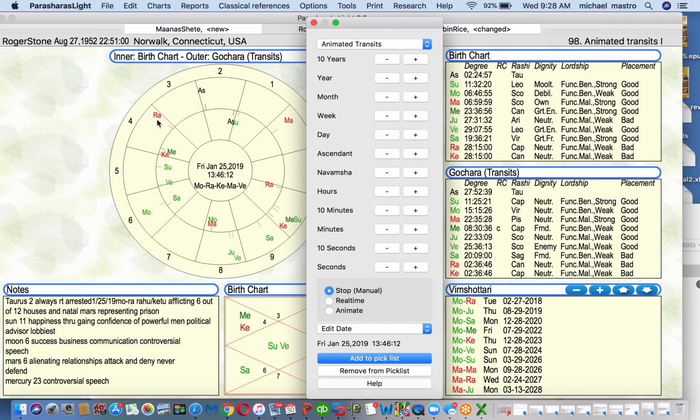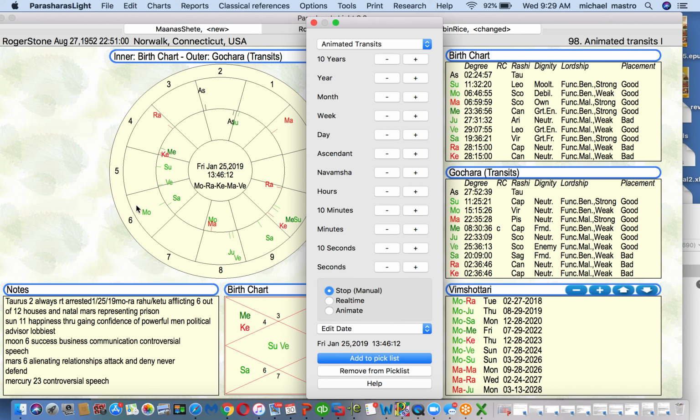That means they are afflicting six out of his 12 houses. So the third house of business and communication, relationships, career, and then Ketu is afflicting good fortune. I meant good fortune, not career. The self was afflicted. Business and communication. And also investments, education, and children.